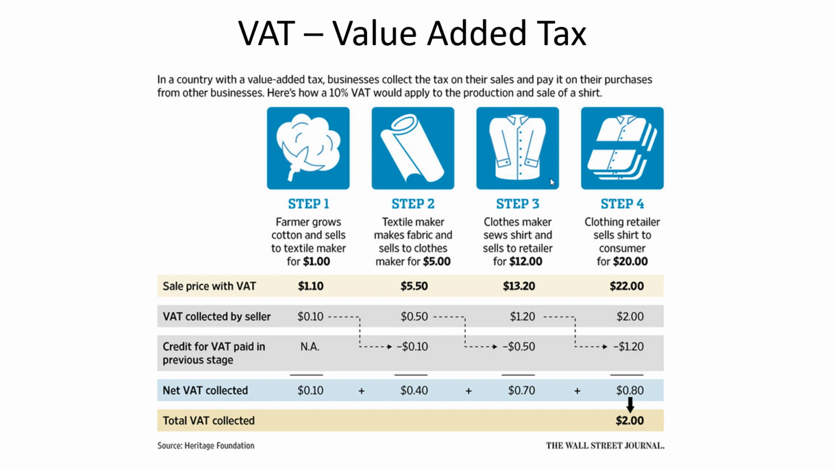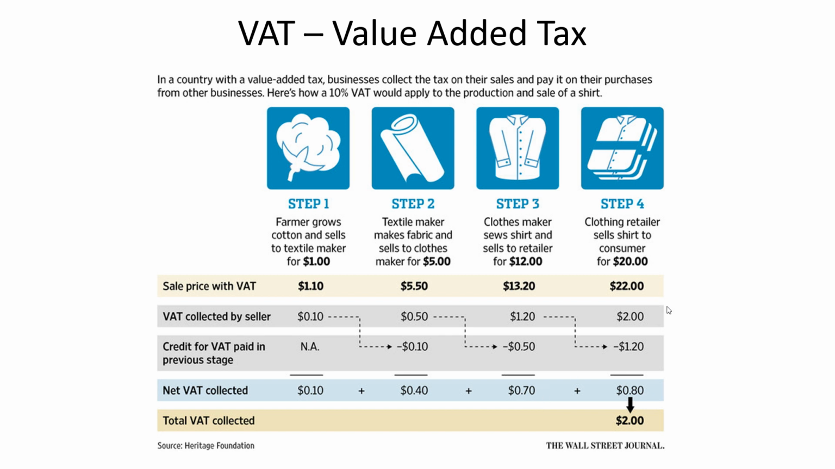So step 3 is somebody making a shirt out of the textiles. They sell it for $12 plus 10% of that, which is $1.20. So that means that the retailer that buys that finished shirt has to pay $13.20. The clothes maker keeps $12 plus they're reimbursing themselves for the 50-cent tax that was paid in the previous step. So that means the net tax amount that they give to the government is 70 cents.